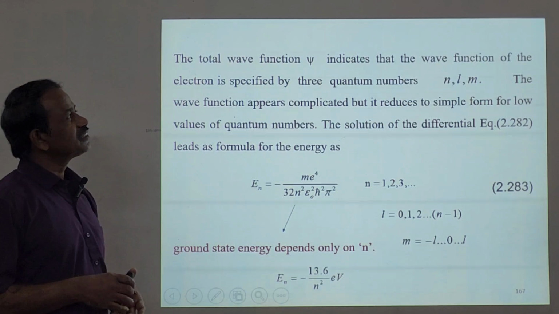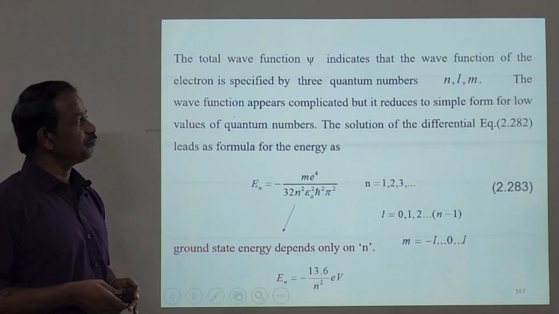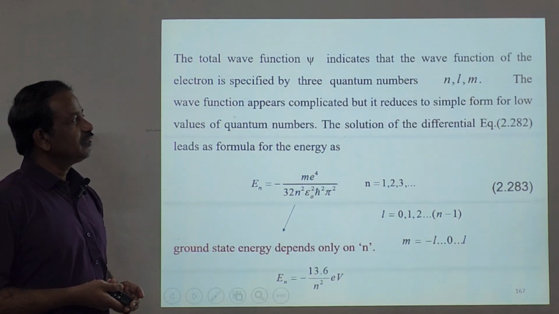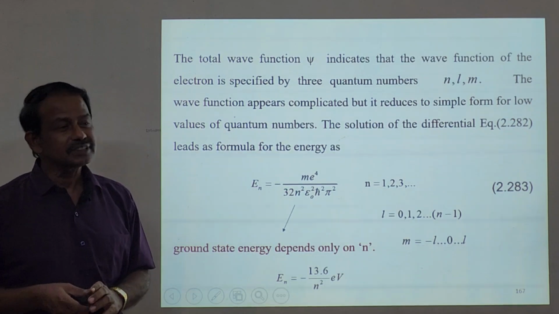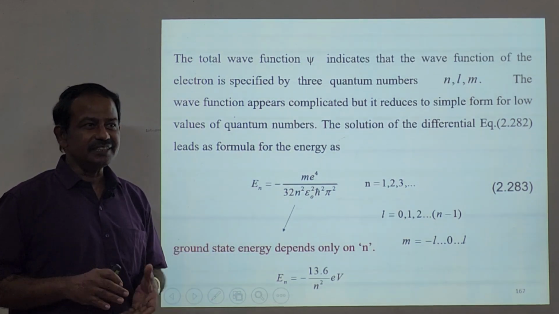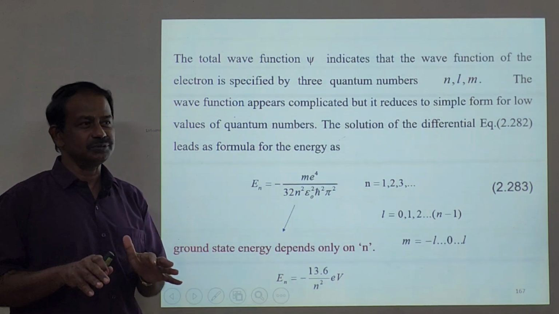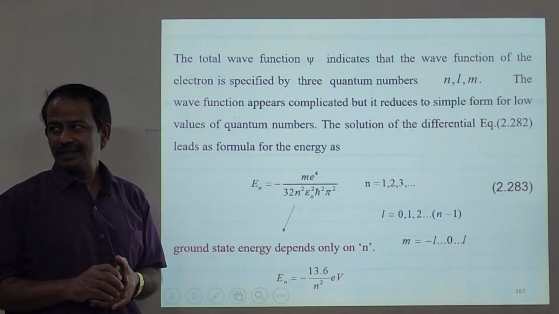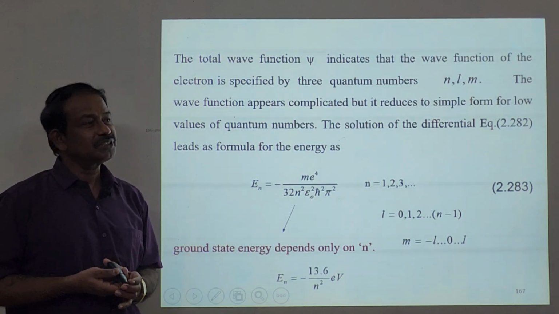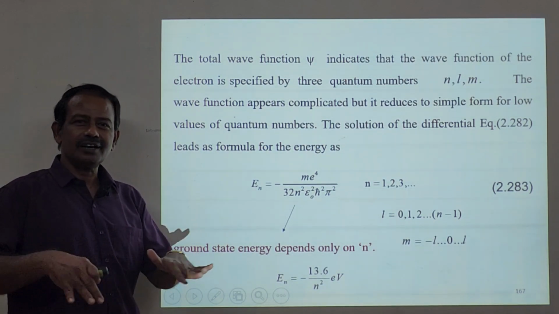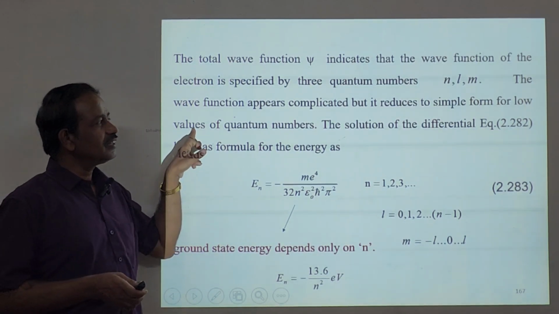So the total wave function psi indicates that the wave function of the electron is specified by three quantum numbers n, l, m. The wave function appears complicated but reduces to a simple form for low values of quantum numbers. Of course, for the hydrogen atom it is easier. For the helium atom also Bohr found out the Bohr radius, whereas for complex systems it was very difficult for him to find out. But Schrodinger derived the equations for all the complex systems. So that's why it is given as this statement.